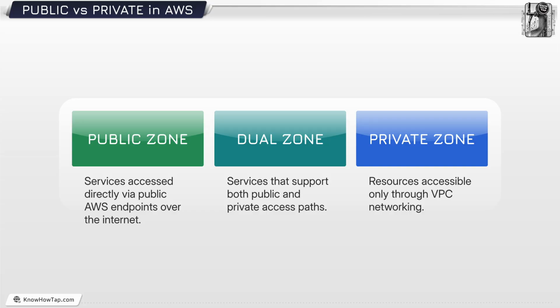One quick clarification. The terms public zone, private zone, and dual zone are not official AWS terms, so you won't find them in the documentation. They're teaching constructs and they exist to help you reason about access paths, not to classify AWS services rigidly.